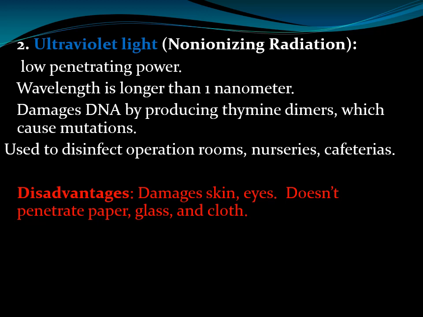Then ultraviolet light, which is non-ionizing radiation. It has low penetrating power, the wavelength is longer, and it damages DNA by producing thymidine dimers. It is mainly used for disinfecting OTs, nurseries, cafeterias. What is the disadvantage? It can affect your skin or eyes.